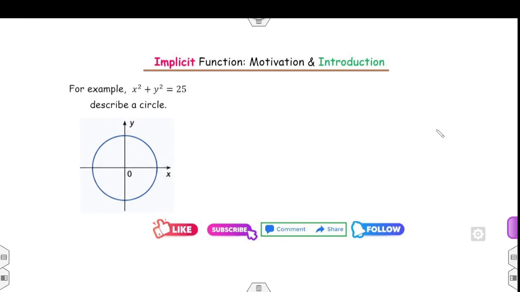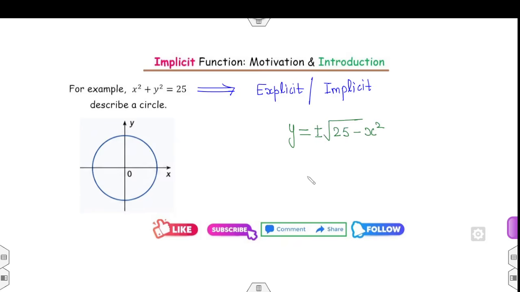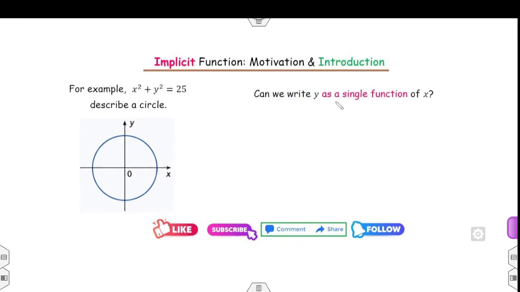Now, if I give one example as a circle, can you say the equation of the circle is explicit or implicit? Can you find the value of the y as a function of the x? Of course you can. So the value of the y will be plus minus square root of 25 minus x square. Now, can you write y as a single function of the x? What is the value of the y? Y is plus minus under root of 25 minus x square.